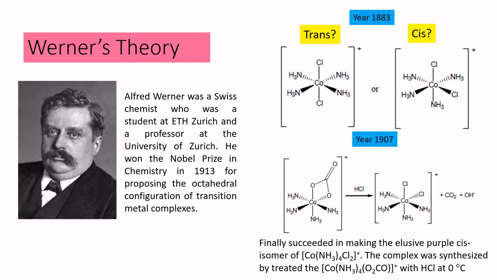When we talk about coordination chemistry, one of the most important theories, among the earliest theories on coordination chemistry, is called Werner's theory. It was developed by a scientist named Alfred Werner, who was a Swiss chemist. He was a student at ETH Zurich, and after that became a professor at the University of Zurich. This scientist won the Nobel Prize in Chemistry in the year 1913 for proposing the octahedral configuration of transition metal complexes.